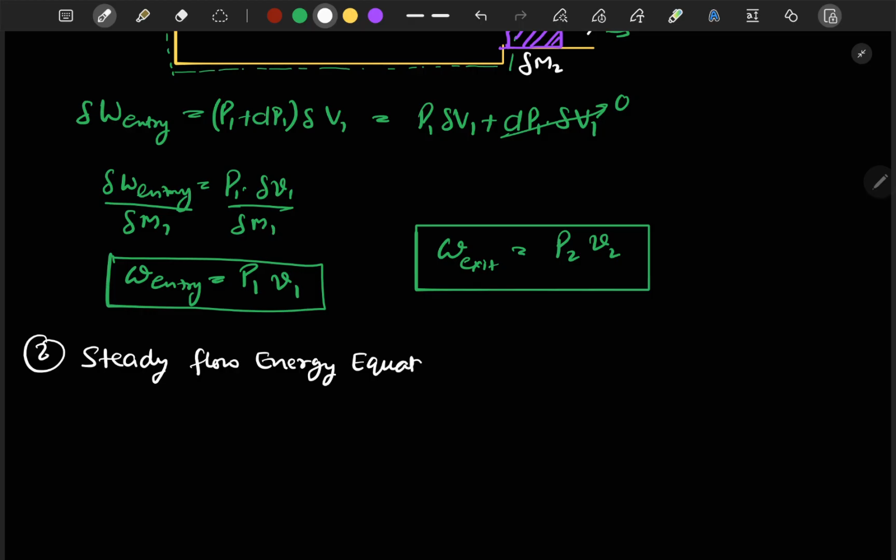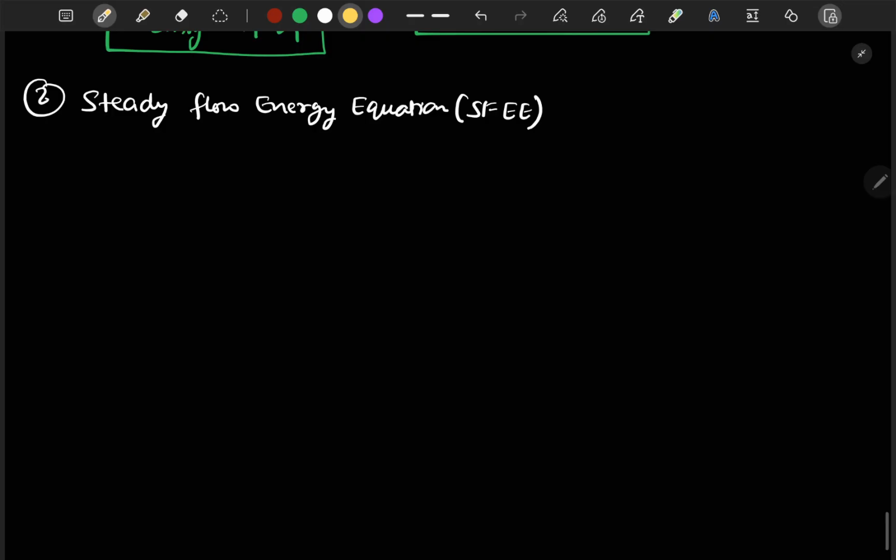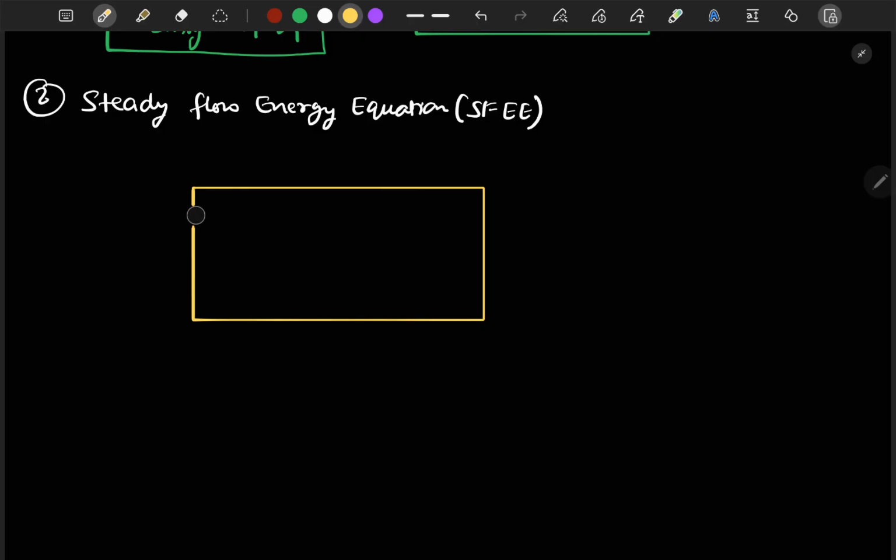Steady flow energy equation, also known as SFEE. For steady flow energy equation analysis, let's again consider a system. There is some entry point, the inlet, and obviously there is some exit point, the outlet. Let's say this is location 1, this is location 2.